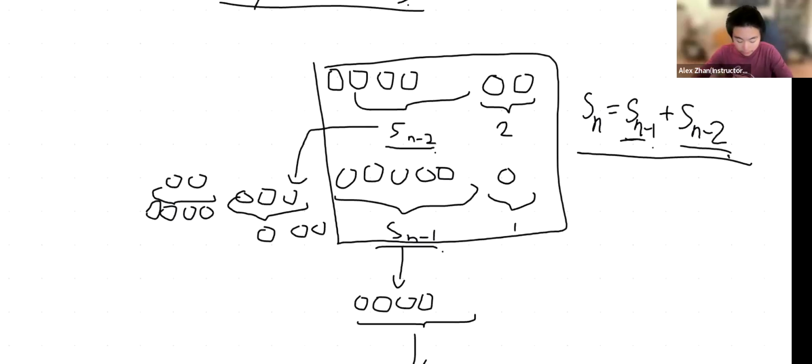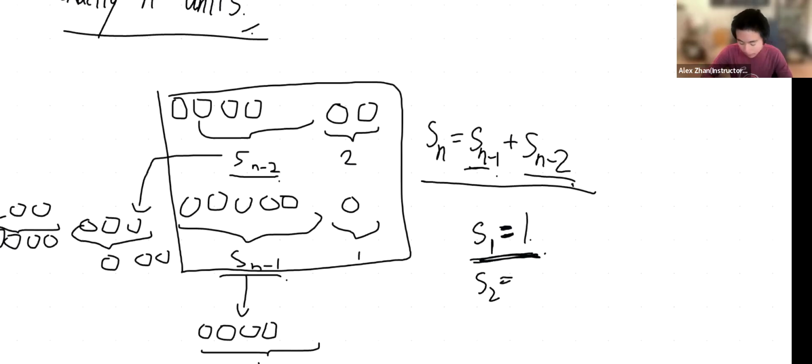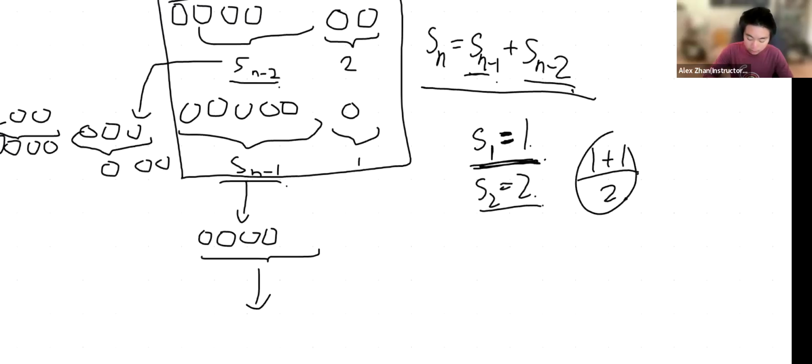So in order to calculate the final answer, we start with the base case. We know that S1 is definitely equal to 1 because there is only one way to move one step. Meanwhile, S2 is equal to 2 because there are two ways to move two steps: you could either do two moves of one step, or one move of two steps. S3 is equal to S1 plus S2, which equals 3. S4 equals S2 plus S3, which is equal to 5.